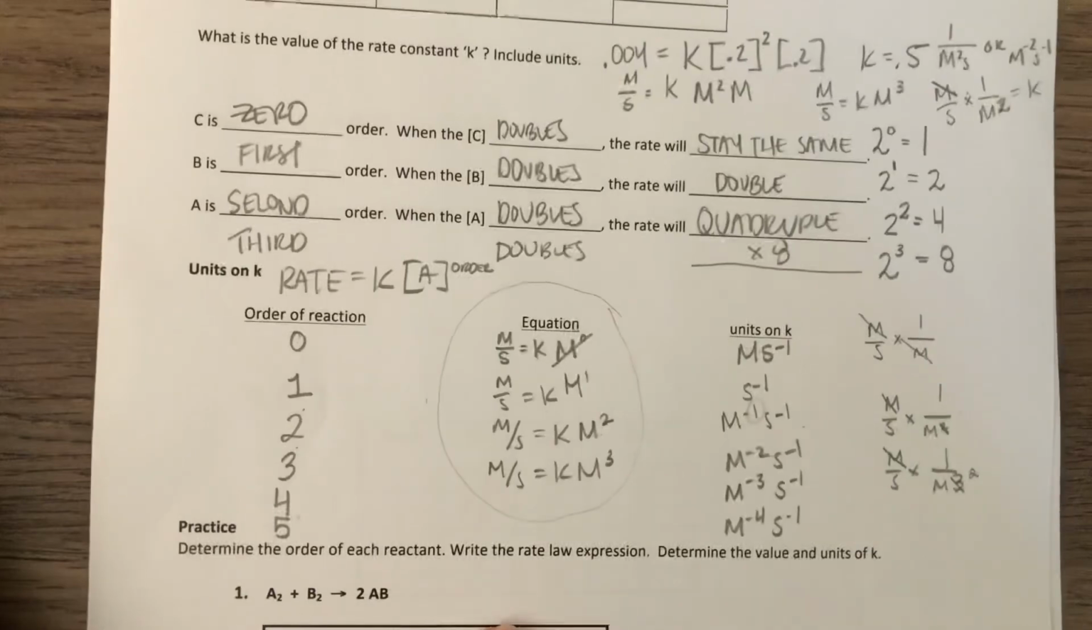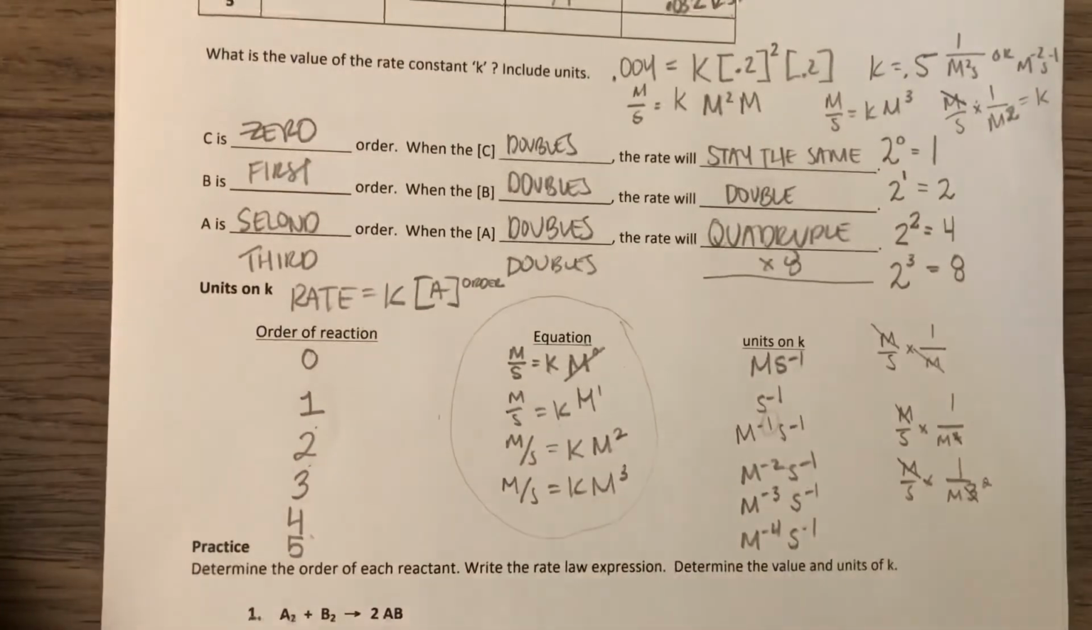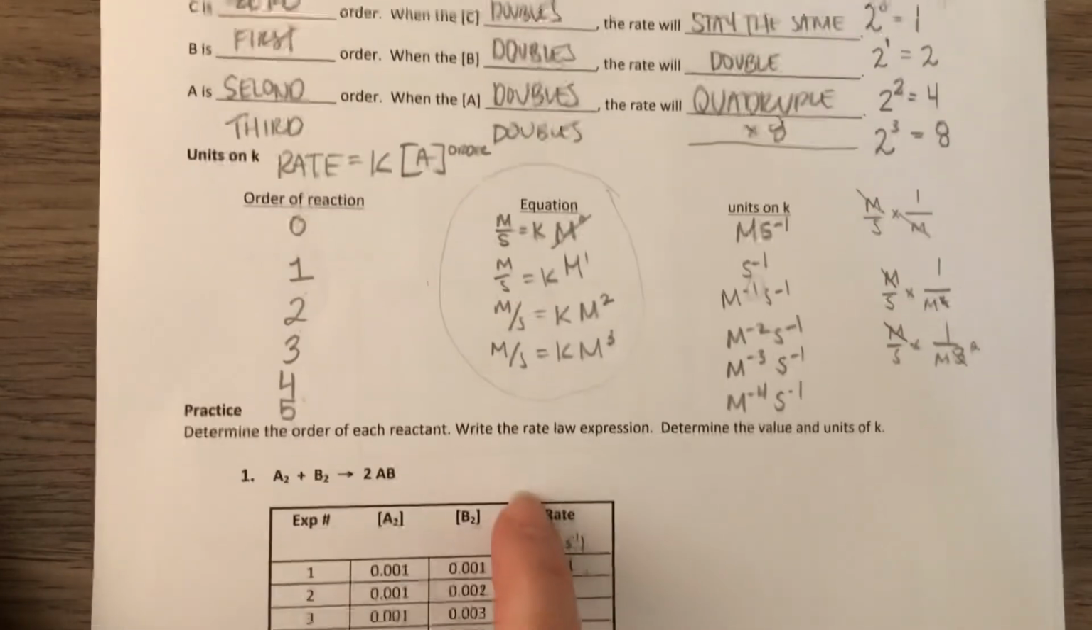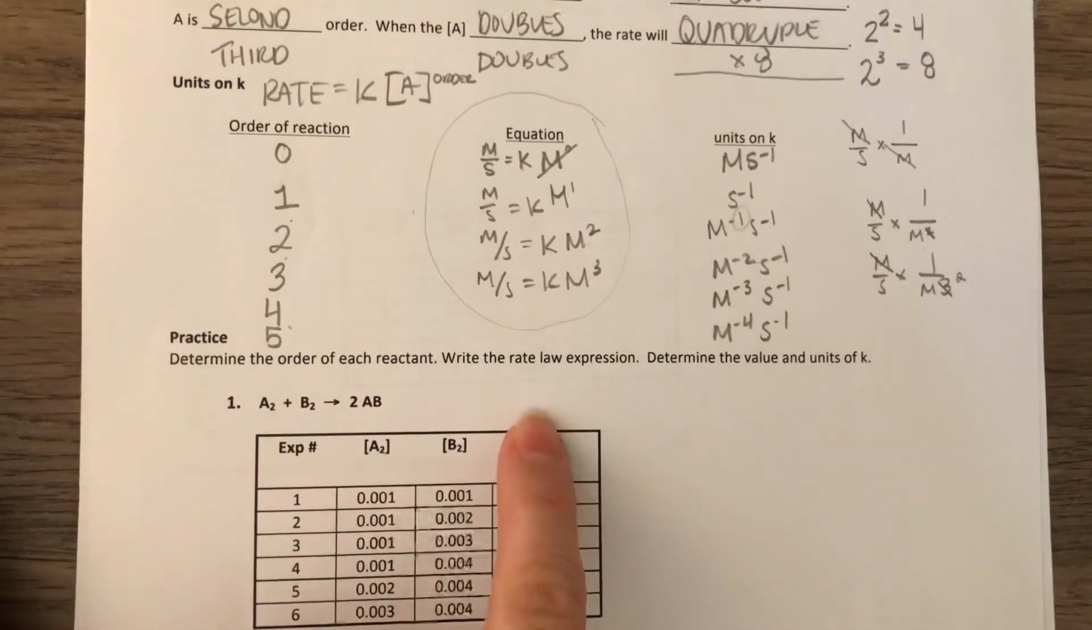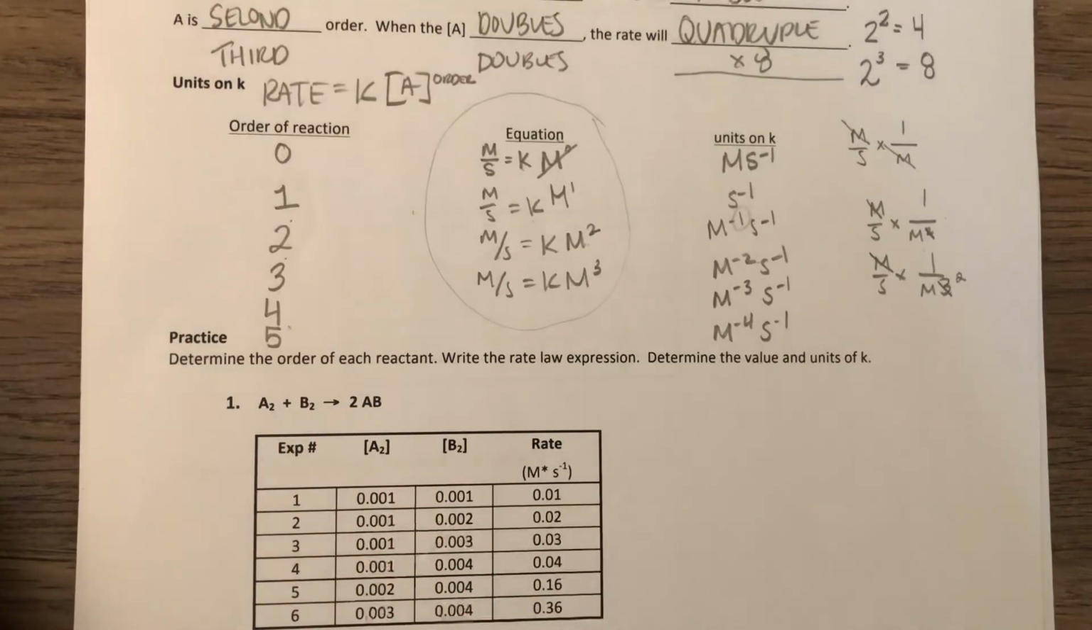Okay, I'm actually going to break this up. I don't want to make a huge mega video of notes. So I'm going to pause the video here. And I'm going to make a new one where we go through some practice of determining the order of each reactant, writing the rate law expression, and determining the units on K. So stay tuned for another video.